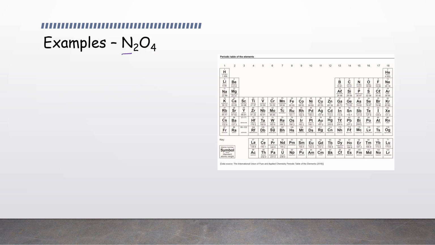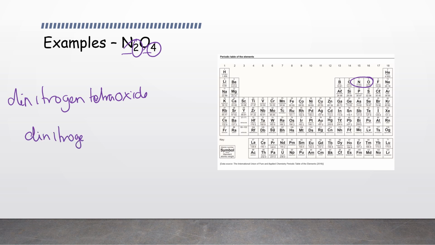This one, notice there's lots of different examples with nitrogen oxide. That's why we have to put the numbers in. So this one's nitrogen oxide, but there are 2 of them, so dinitrogen, and there are 4 of these, tetra oxide. Now we don't usually put both vowels in, so it becomes dinitrogen tetroxide. So we drop the A.